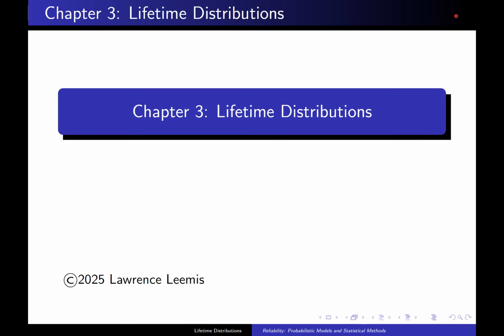Chapter 3 is titled Lifetime Distributions. Chapter 3 is a critical chapter in the book because everything that follows, chapters 4 through 11, all depend on a pretty thorough understanding of these lifetime distribution representations.